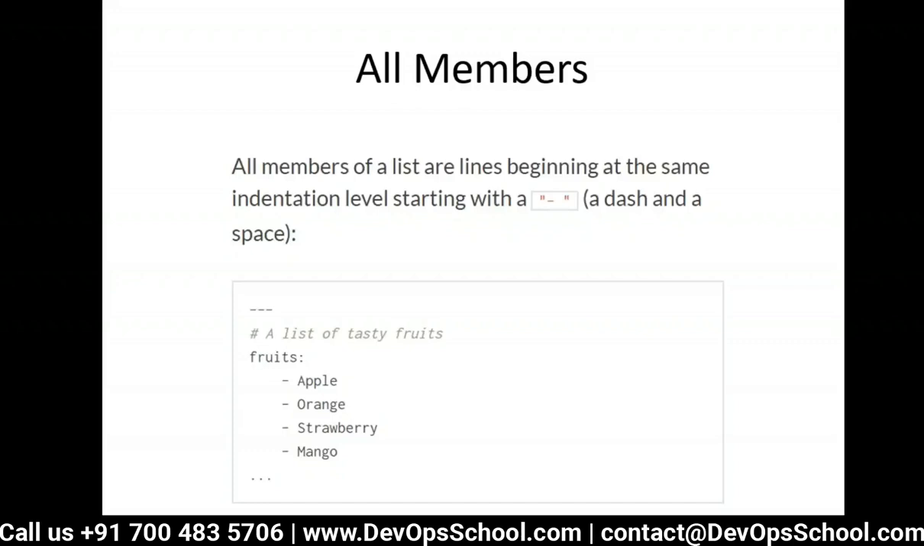So look at this here. This is the fruits, and here you have 4 elements. Each element is separated by 4 spaces, you see that, and then hyphen and 1 space. This 4 space should be identical. So that's the reason we say all members of a list are lines beginning at the same indentation level, starting with the hyphen and space.